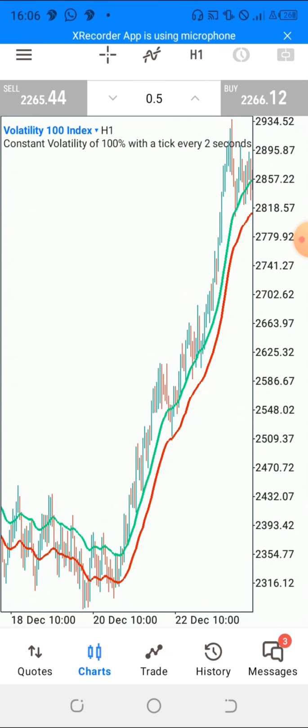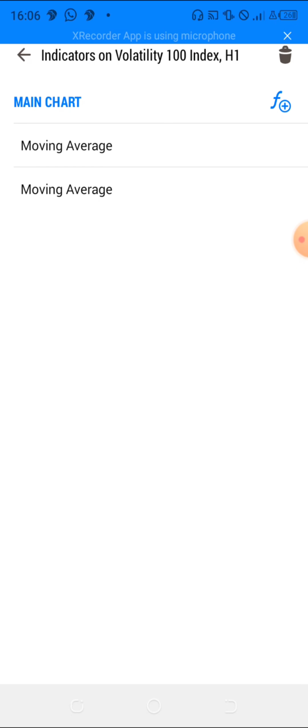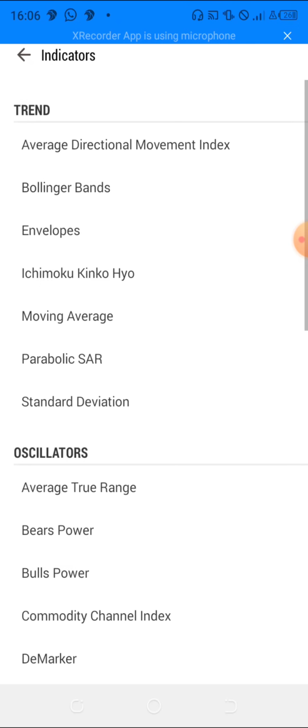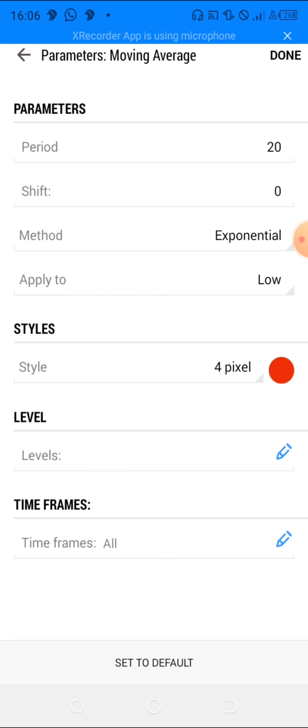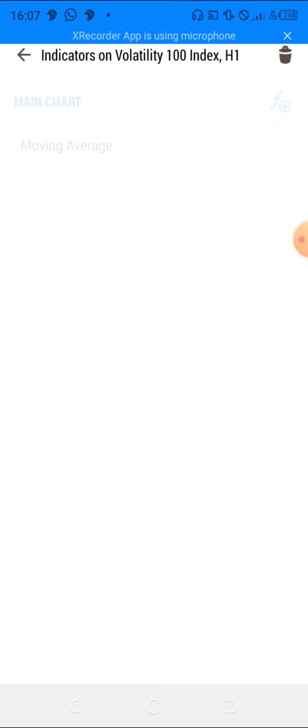So without wasting much of your time, let's quickly look at the settings. Let me just delete everything that we have here. So these are the settings. We're going to make use of a moving average. The moving average will have a period of 20, shift 0, method exponential. Apply to, you have to use low. Then the style is going to be 4 pixel with the color red. Then when you're done, click done.